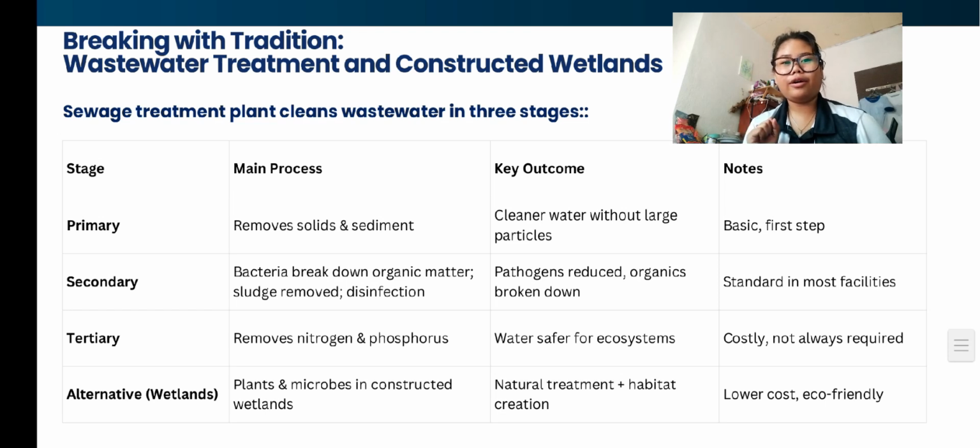So there are types of wastewater treatment. First is the primary, secondary, and tertiary, and we can also include the alternative. Primary removes solids or sediment, while for the secondary, bacteria break down waste, sludge is removed, and water is disinfected. The tertiary removes nitrogen and phosphorus, but is costly and not always used. And for the last one, the alternative, it uses constructed wetlands with plants and microbes to treat wastewater naturally.